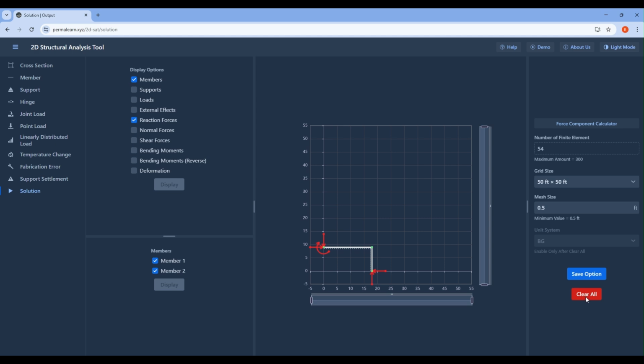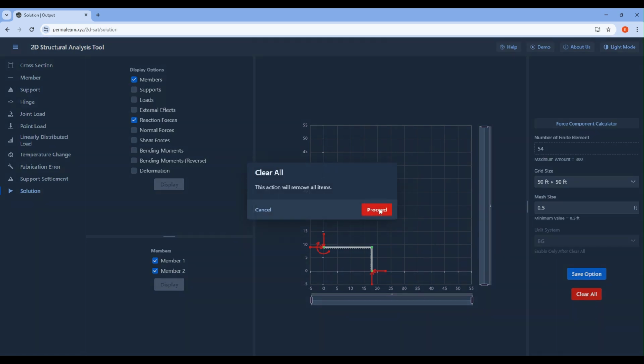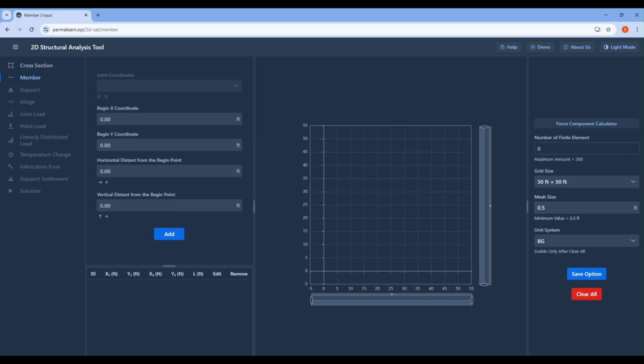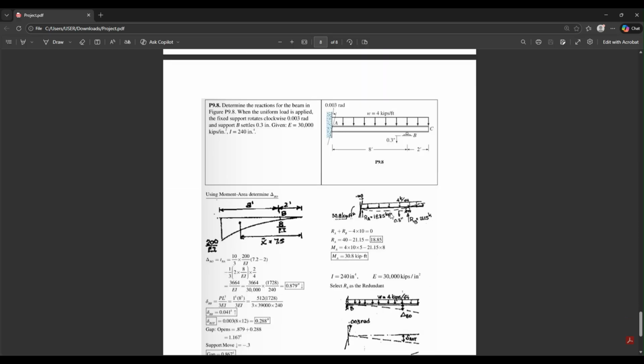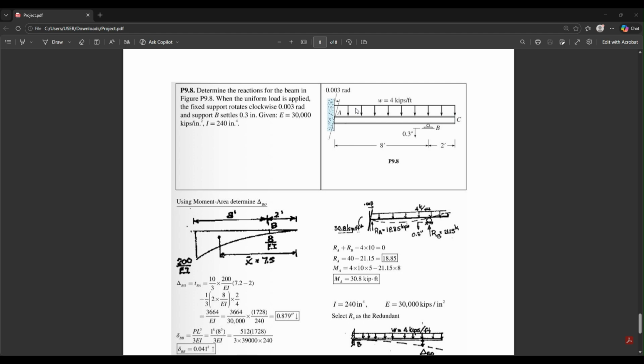And now let's move on to another problem and also another function, which is the support settlement. For this problem, they ask us to determine the reaction for the beam in figure 9.8 when the uniform load is applied and the fixed support rotates clockwise 0.003 radian and support B settles 0.3 inch, and E and I are given.